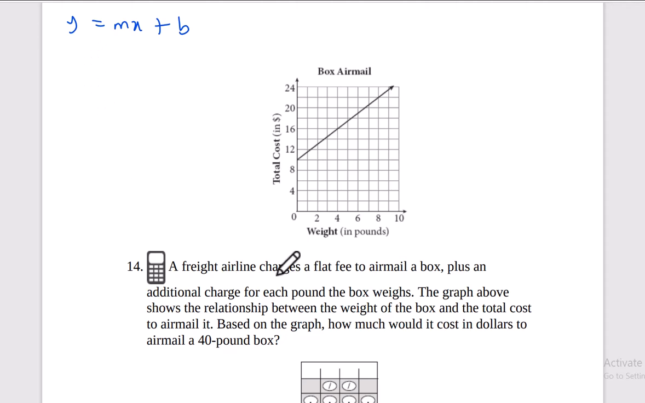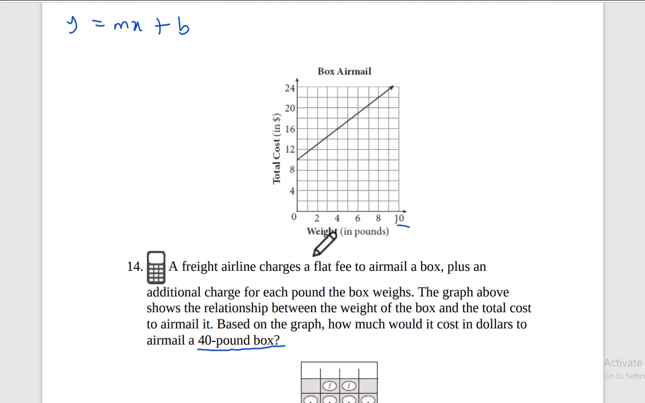A freight airline charges a flat fee to mail a box plus an additional charge for each pound the box weighs. The graph above shows the relationship between the weight of the box and the total cost to mail it. Based on the graph, how much would it cost in dollars to mail a 40-pound box? So I want to know how much it will cost to mail a 40-pound box. Look at this: the highest we have is 10 pounds and they're asking for 40. You need to fix a whole lot of things here.